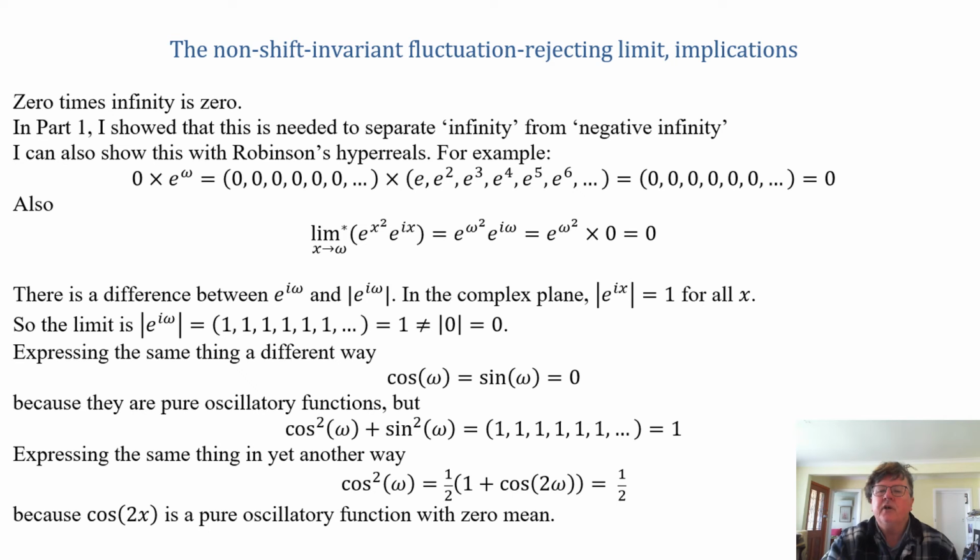I can also show this with Robinson's hyperreals, which I discussed in part 2. For example, 0 times e to the power infinity is the sequence 0, 0, 0, 0, 0, 0 times the sequence e squared, e cubed, e to the fourth, etc. Multiplying out each term in order, you get 0, 0, 0, 0, 0, 0, etc., which is 0. In other words, 0 times an infinite number equals 0.